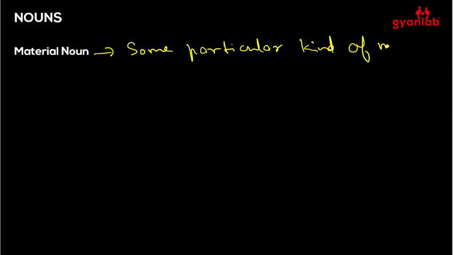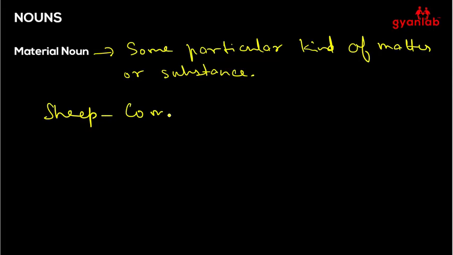All right. So the next one that we have here is material noun. A material noun is a name given to some particular kind of matter or substance. So let's take the word sheep that we had used last time. Sheep is basically a common noun, right? But if we were to use the meat that is derived from sheep, the flesh of a sheep, it's called mutton, right? So mutton is a material noun.